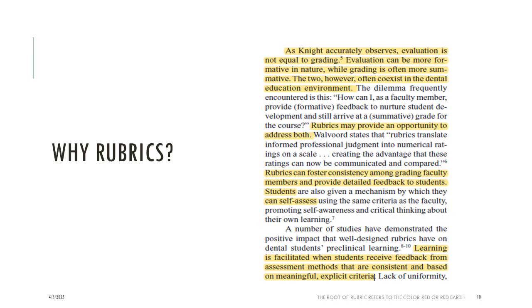Again, one of the advantages of the rubrics is that when the students have the rubrics ahead of time, and we apply this in many of our departments, the students can self-assess themselves, and this is what we call التعلم الذاتي, or self-directed learning: having the student self-assess himself or herself. So learning is facilitated when students receive feedback from assessment methods that are, number one, consistent, and number two, based on meaningful explicit criteria. Okay?